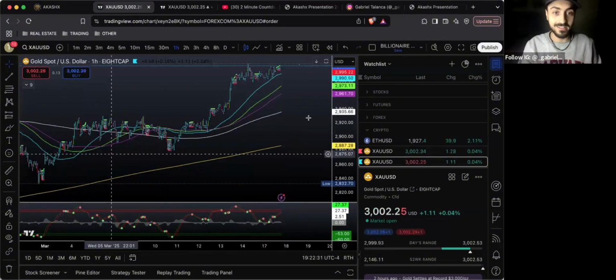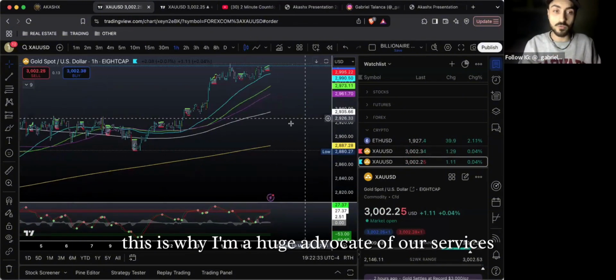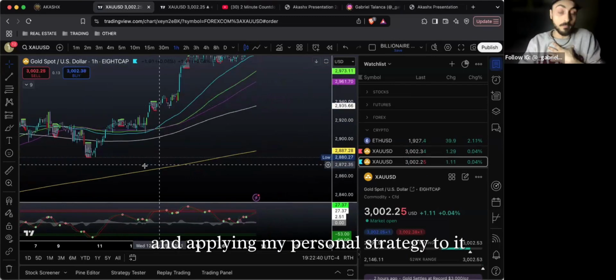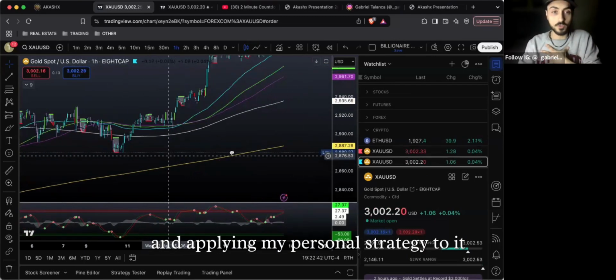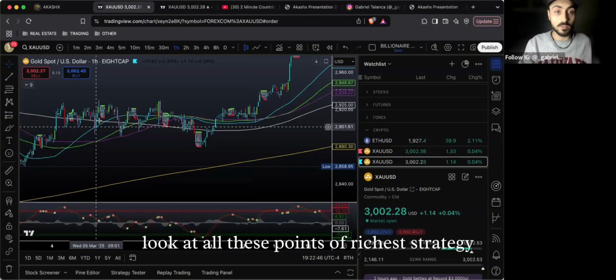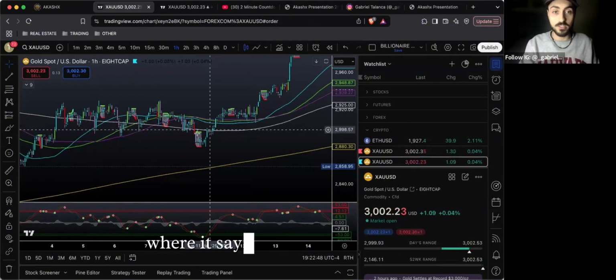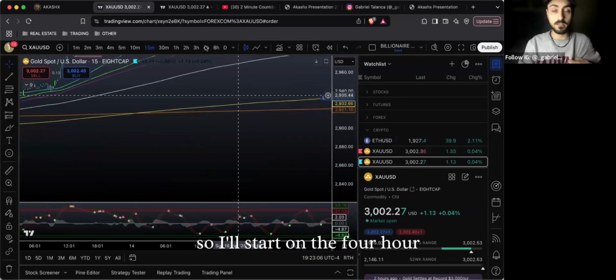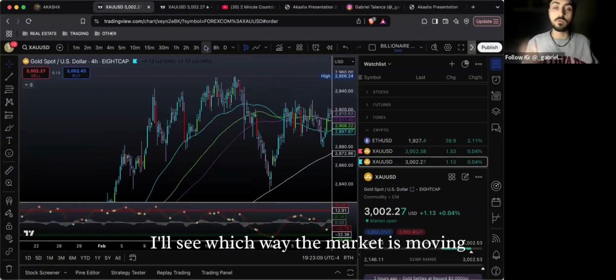This is why I'm a huge advocate of our services and applying my personal strategy to it and utilizing it, guys, because now look at all these points of Rich's strategy where it says to get in, and it all works. So I'll start on the 4 hour. I'll see which way the market is moving.